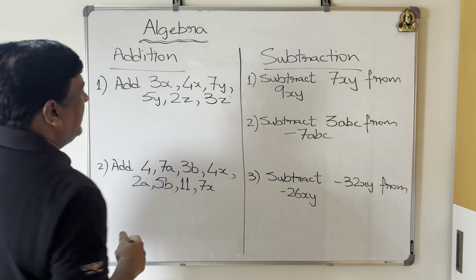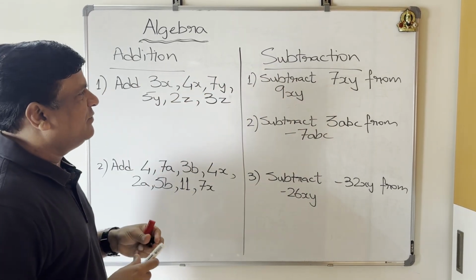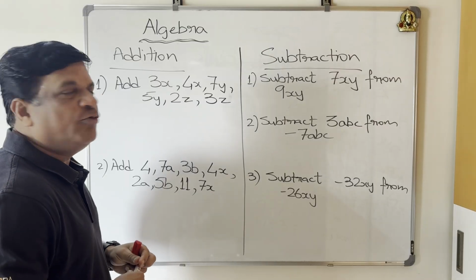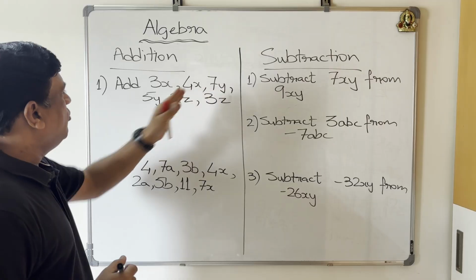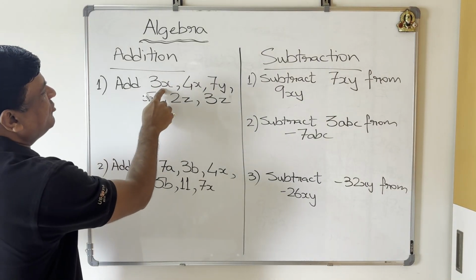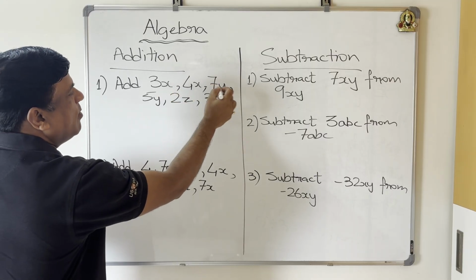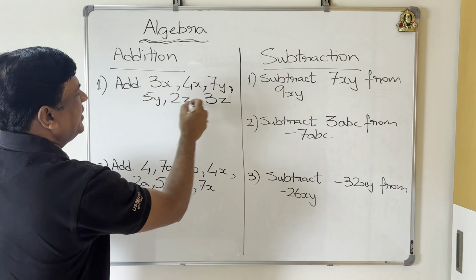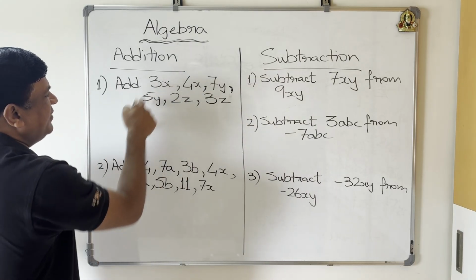Okay. Let's look at some addition and subtraction. Very basic problems, and how to tackle these when it comes to algebra. Now look at it. In the first problem, what do they say over here? Add 3x, 4x. These are different terms separated by a comma. These are separate terms. So what do you have in this particular case?